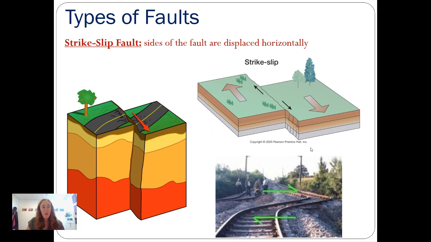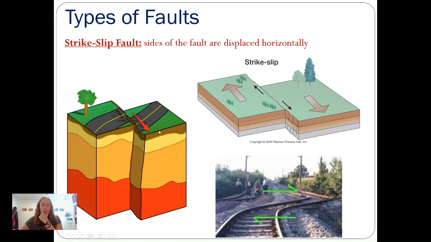Lastly, the third type of fault is a strike-slip fault. These are the ones that occur at transform boundaries. So one side of the fault is displaced horizontally relative to the other side. For example, one tectonic plate is going in one direction, one tectonic plate is going in the other direction, and the fault that forms is what we call a strike-slip fault.